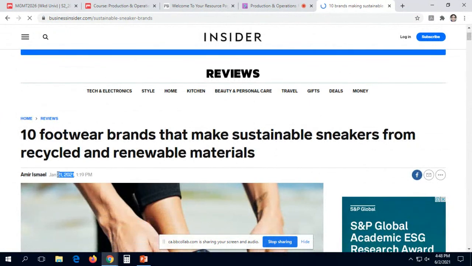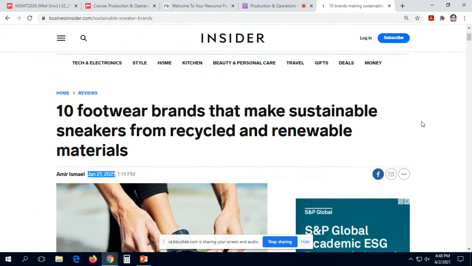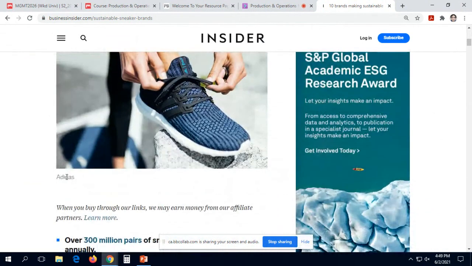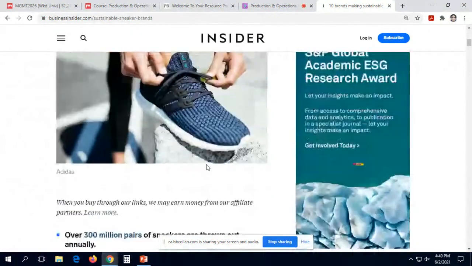Look at this, 21st January 2021. Yeah, I'm happy that I ran this search. Very nice. 10 footwear brands that make sustainable sneakers from recycled and renewable material. Renewable, that's very interesting. And there are 10. Adidas. Yeah, Adidas is doing something. Now the shoe looks perfectly normal, but when you do some research on it, you will find that this is made from, as they are saying, recycled material.